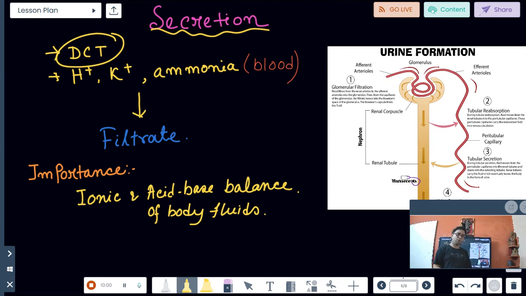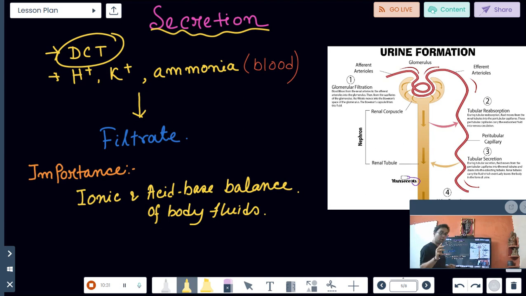The H plus, K plus and some ammonia that are present in the blood, right? These substances now enter into the filtrate, but not via the glomerulus. They are directly poured into the filtrate in the DCT portion. So this is called the secretion process. The secretion process is very important.